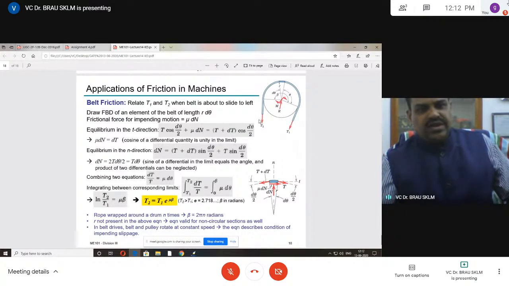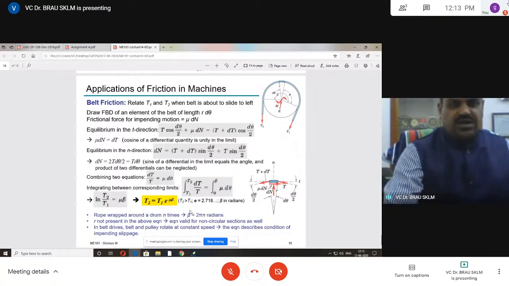Mu and the angle of contact of this belt, beta. If it is 180, then 180. Like that you have to monitor. If these two are horizontal, it is 180 degrees. Like that, depending upon the case, the belt friction comes into the picture.